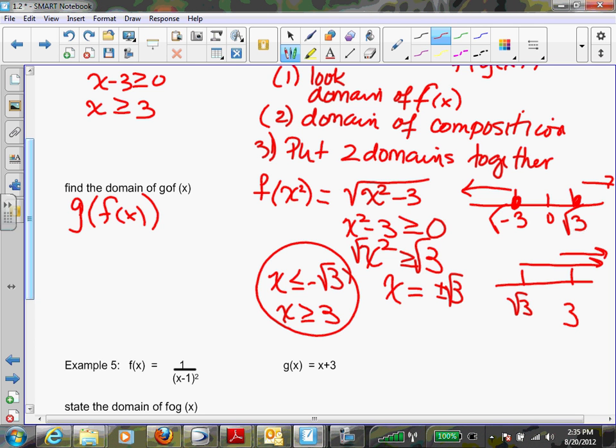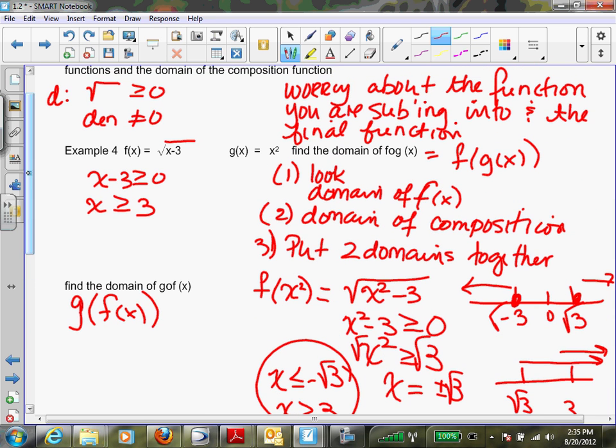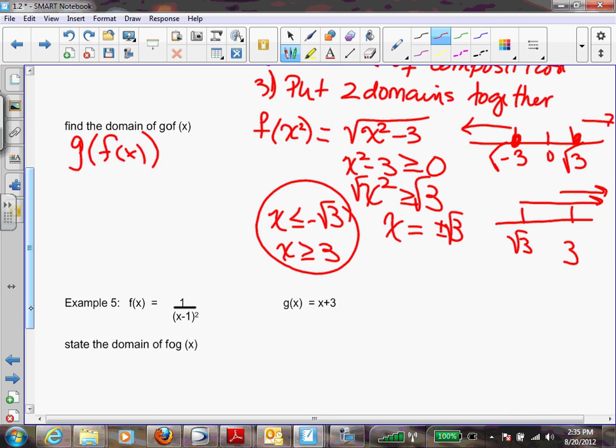All right, try g of f of x. You do the substitution. You can find the domain for the individuals. So into the g function, what am I putting?